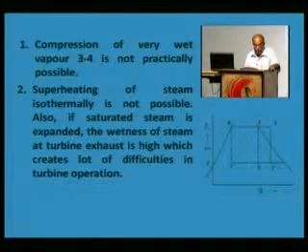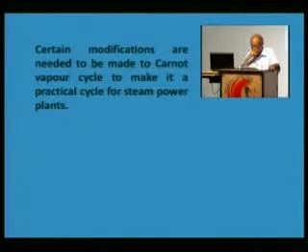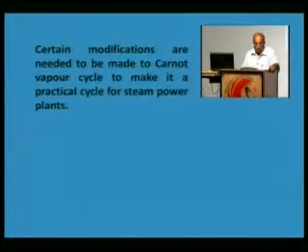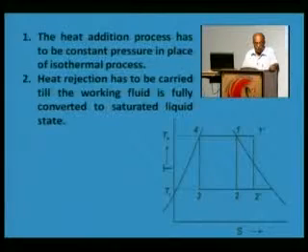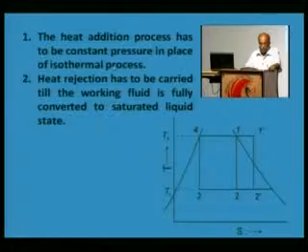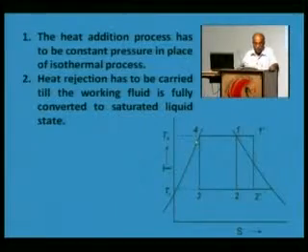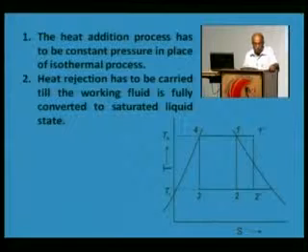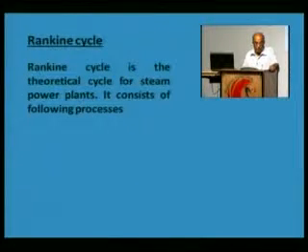It becomes an ideal system only, and certain modifications are needed to make this Carnot cycle a practical vapor cycle for steam power plants. The changes required are that the heat addition process has to be constant pressure in place of isothermal process, and heat rejection process has to be carried till the working fluid is fully converted into saturated liquid state. If we make these modifications, the cycle becomes a Rankine cycle.